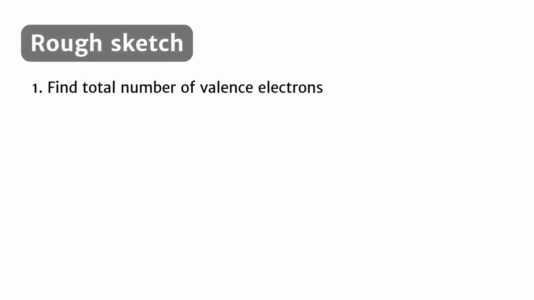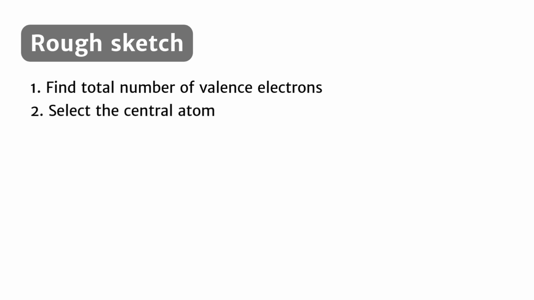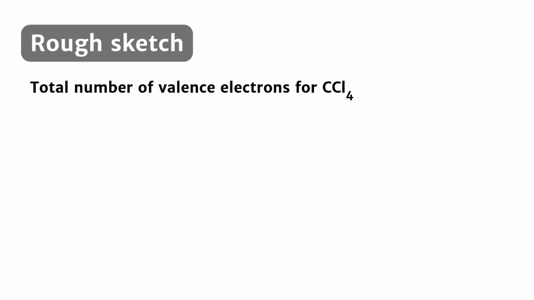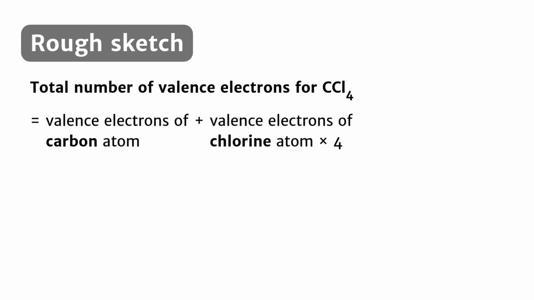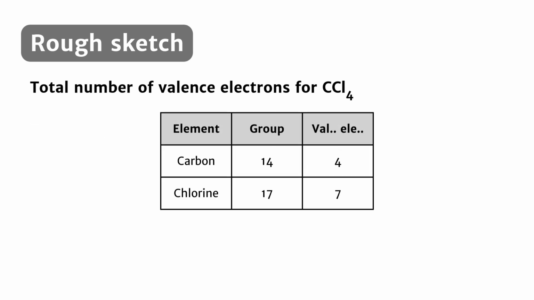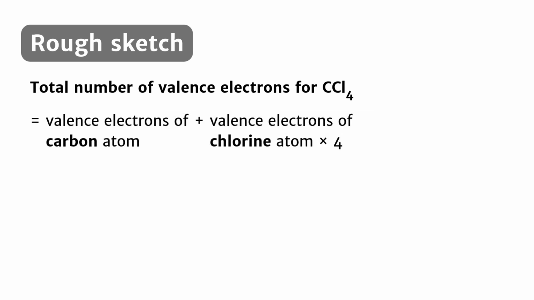To draw a rough diagram of CCl4, we first need to calculate the total number of valence electrons and then identify the central atom. The total number of valence electrons in CCl4 can be determined by summing the valence electrons of each atom in the molecule. Carbon, a group 14 element, has 4 valence electrons, while each chlorine atom, belonging to group 17, has 7 valence electrons.